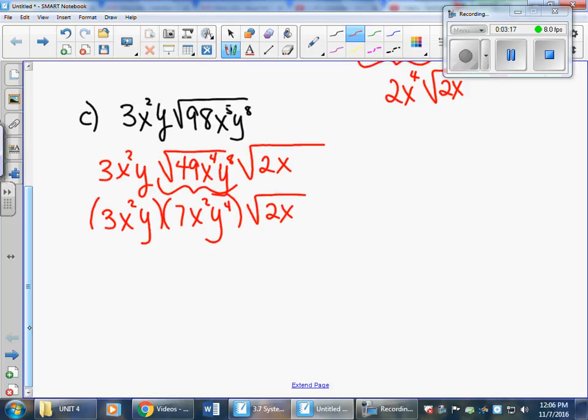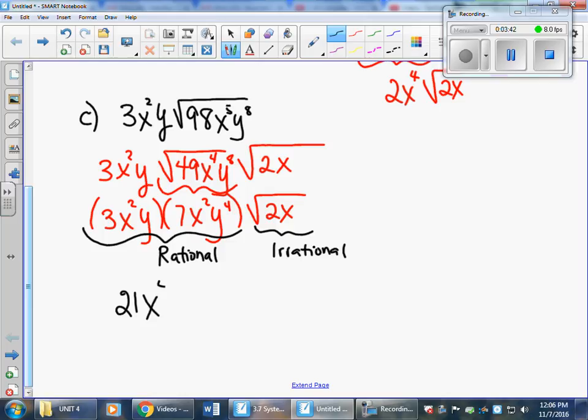All right, so now you multiply 3 times 7. This is our real portion right here. This is our rational part. This is our irrational part. So I'm just going to write that. This is rational, and this is the irrational portion. So once we simplify this, this becomes 21 x to the 4th, y to the 5th, add exponents, there's a 1 hiding here, square root of 2x.